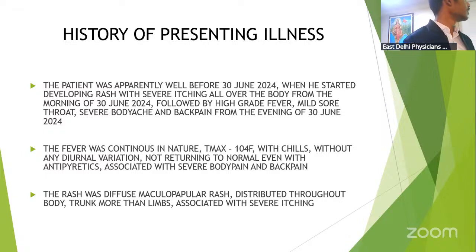So basically in the morning, he developed a pruritic rash, and from the evening, he started developing fever, sore throat, back pain, and body ache. The fever was continuous in nature with a Tmax of 104 with chills, no diurnal variation, not returning to the baseline even with antipyretics, and was associated with severe body ache and back pain. The rash was a diffuse maculopapular rash distributed throughout the body, more on the trunk than limbs, and was associated with severe itching.